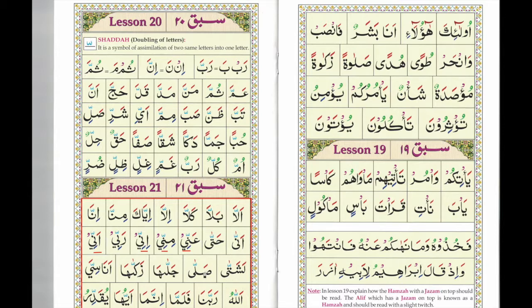Next is sad, which will join to the lam mushaddada, sol. Then the second lam has a standing fatha, la, salla. It's done. The jim, next box. The jim will join to the lam mushaddada, so jal, second lam has a standing fatha, la, jalla.